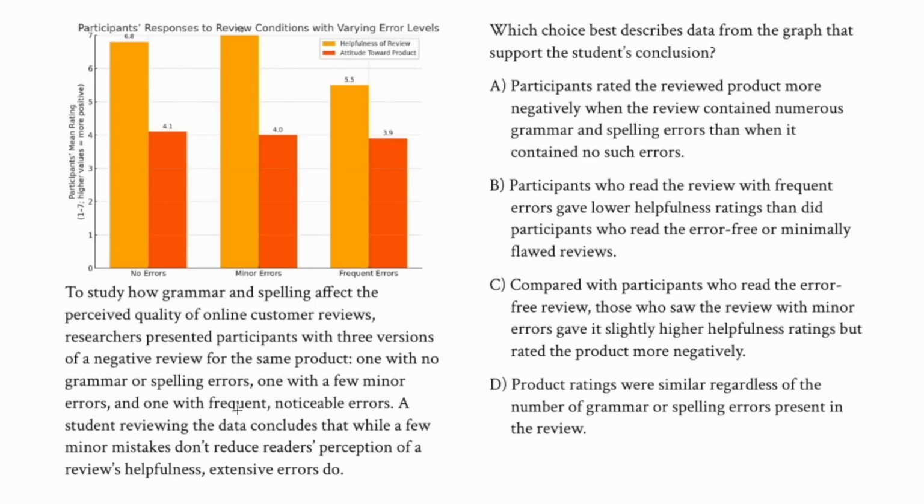A student reviewing the data concludes that while a few minor mistakes don't reduce readers' perception of a review's helpfulness, extensive errors do. And so in this case, what is relevant? Well, the student again concludes that minor mistakes don't reduce perception of a review's helpfulness, extensive errors do.